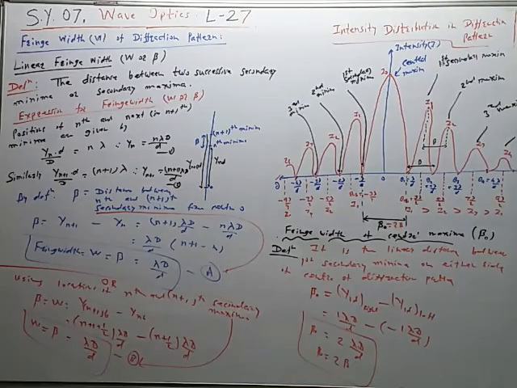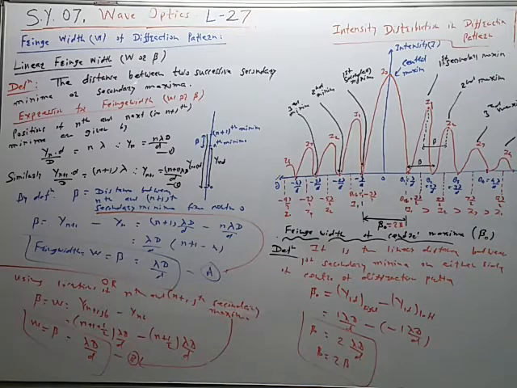Now we can also give the formula for angular bandwidth, and that angular bandwidth is defined again in the same way. It is the distance between the two successive secondary maxima or secondary minima.